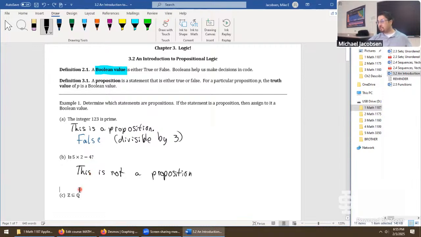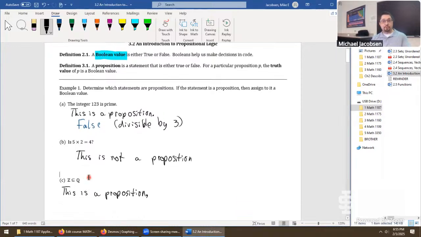Well, one more to go. This one is a proposition. It's just a statement about relationships among sets, and it's either true or false. So we'll say this is a proposition, and what Boolean would folks give to this one? Would you say true or false?